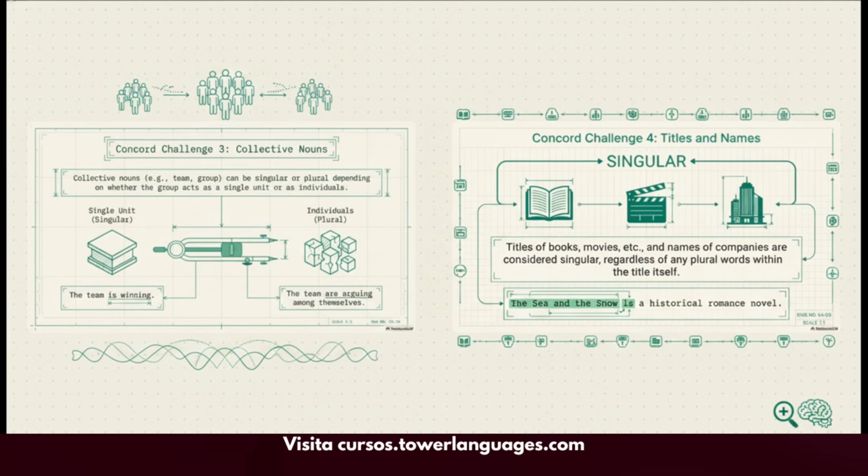Now, our last 2 challenges are really interesting because they're kind of opposites. On one hand, you have collective nouns, like team or family. These are super flexible. They can be singular if the group is acting as one, or plural if everyone's doing their own thing. But then you have titles of books or movies. These are totally rigid. They are always singular. I don't care how long the title is. The Lord of the Rings is one book, not are.